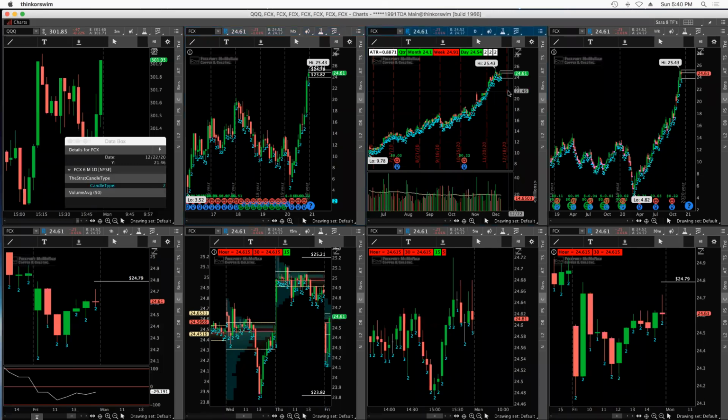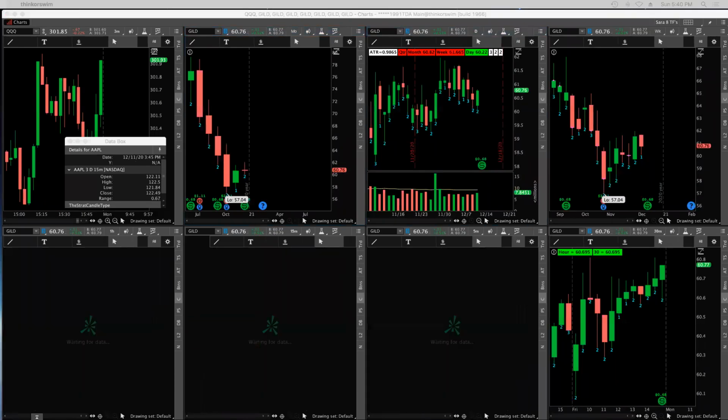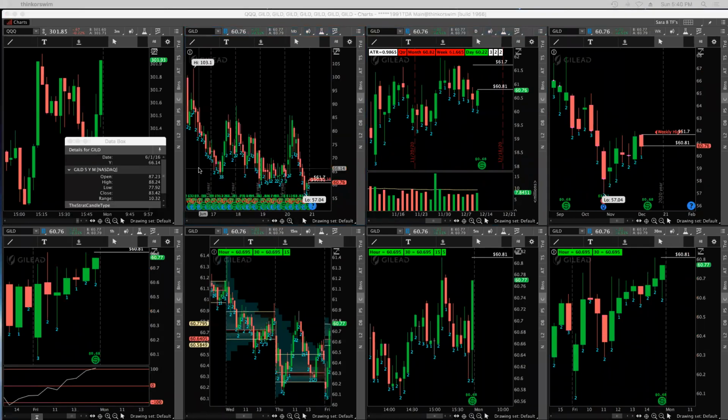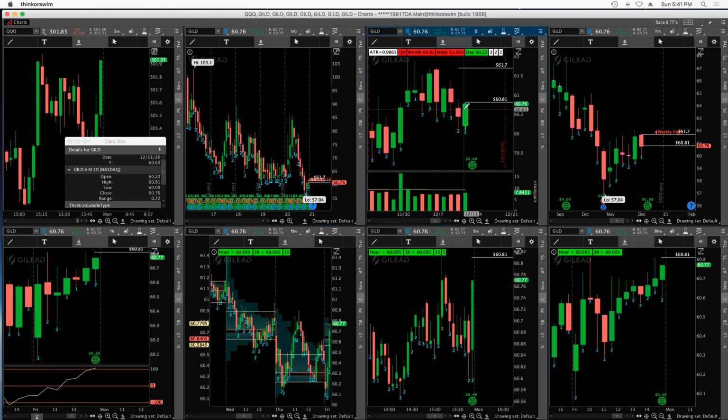All right, so that's good. Let's go to the next one. GILD, Gilead. Kind of a nod to the Handmaid's Tale, I guess. So 60.81 would be the daily high, and that would give it a 2-2 reversal back up. Where did it close? Looks like 60.76. So it closed right near the high.